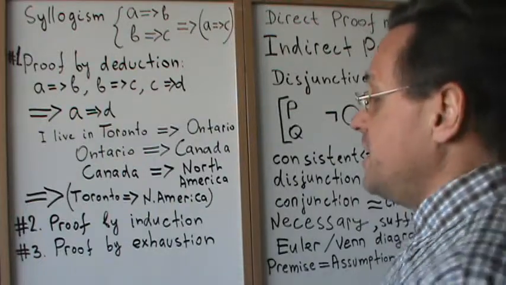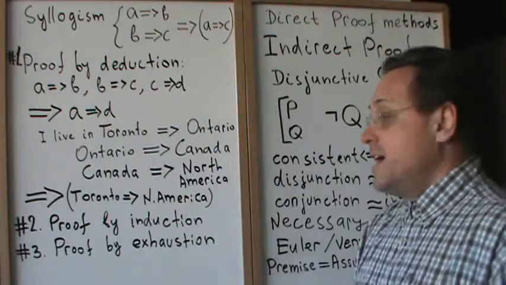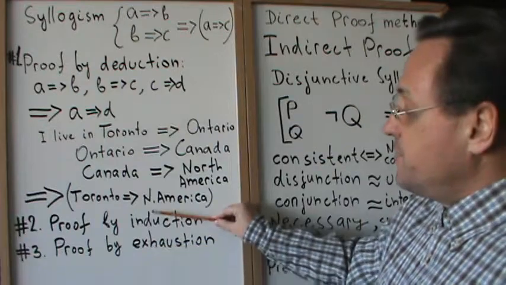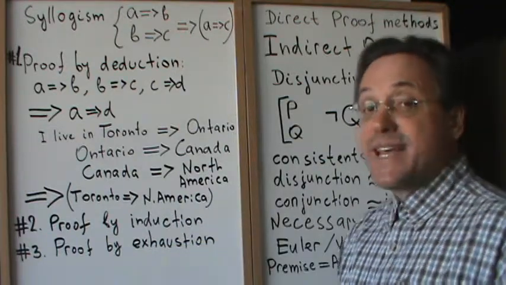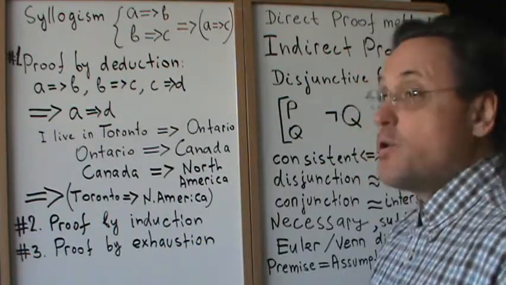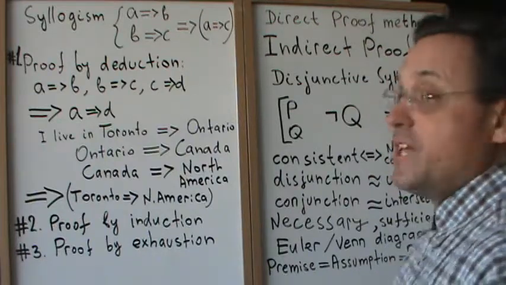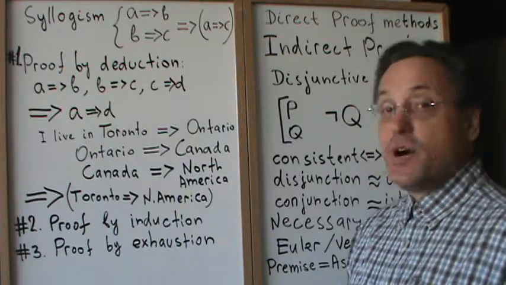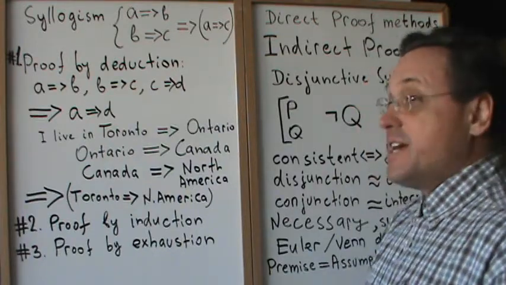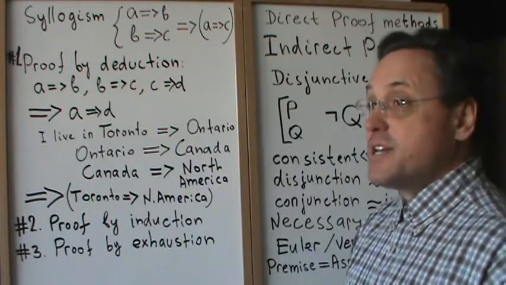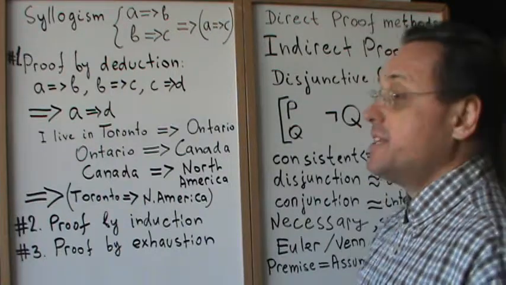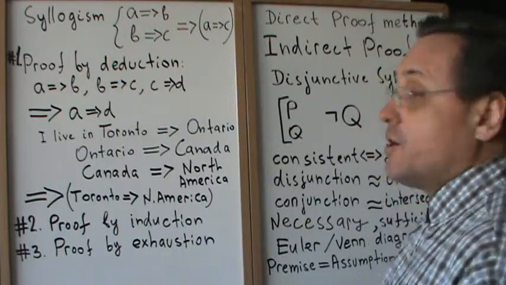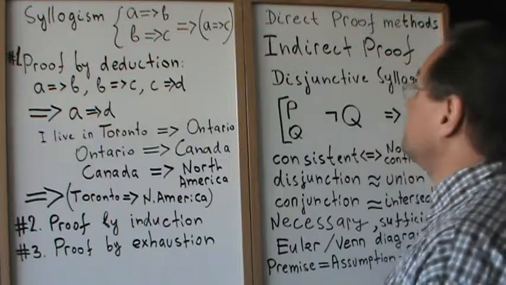The third method is proof by exhaustion, and this is basically a subset of induction where we examine every element or every case. For example, if I were to examine every swan on the planet Earth and I see that it is white, then I conclude that all the swans are white.